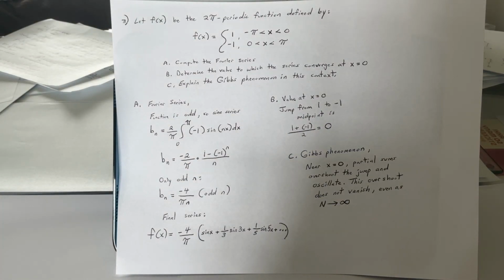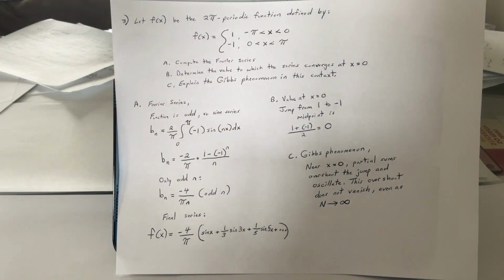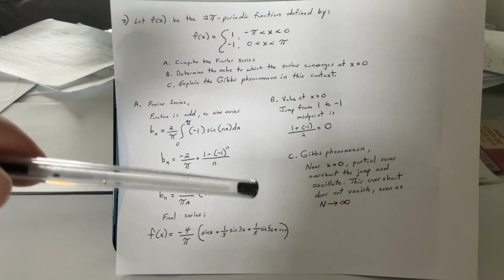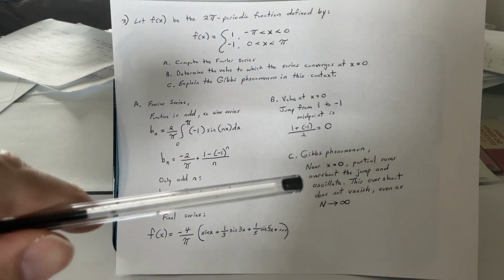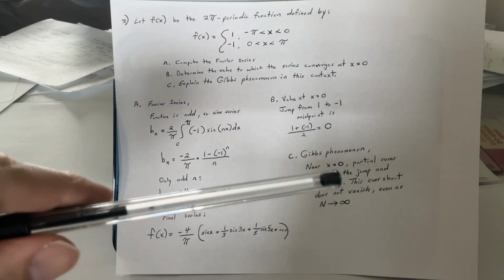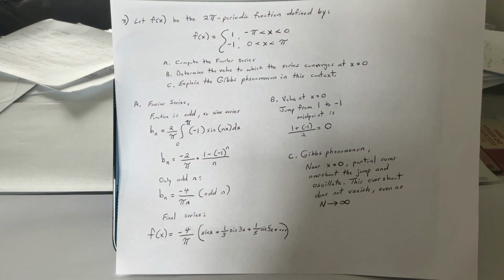Okay. Now letter C, explain the Gibbs phenomenon in this context. So in this situation, Gibbs phenomenon, so approaching or near 0, the partial sums, what they're going to do is they're going to overshoot the jump and they're going to start oscillating. Okay? This overshoot does not vanish. It's important to mention that. Does not vanish even as n approaches infinity. So that's our Gibbs phenomenon.